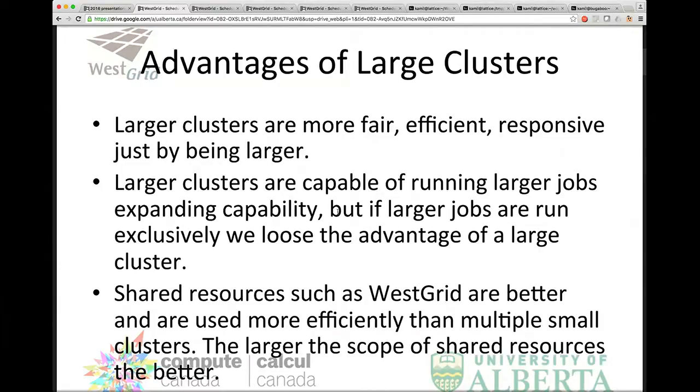So a work group cluster will be better than your individual machine. A departmental cluster will be better than your work group cluster. A big university cluster will be better than the departmental cluster. And if you could get national level resources, they're going to be more fair and more efficient simultaneously. So this is the advantage of running on something like WestGrid Compute Canada. It's both more effective and also a better, more effective use of money by the government.